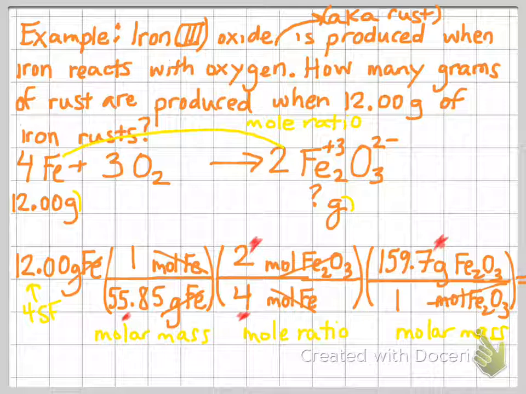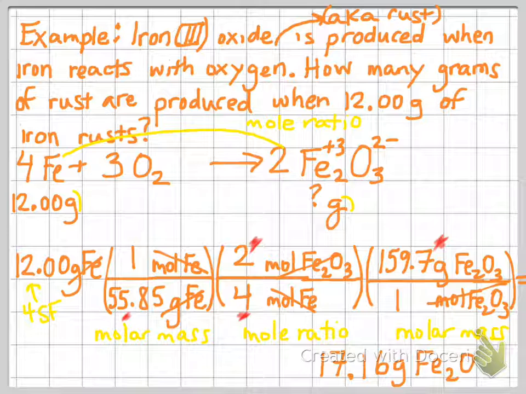Okay? And you should get, with 4 significant figures, I got 17.156. So I'm going to get an answer of 17.16 grams of the rust. Okay, and again, if you need a moment to put that in your calculator and see that you're able to get it, go ahead and do so.